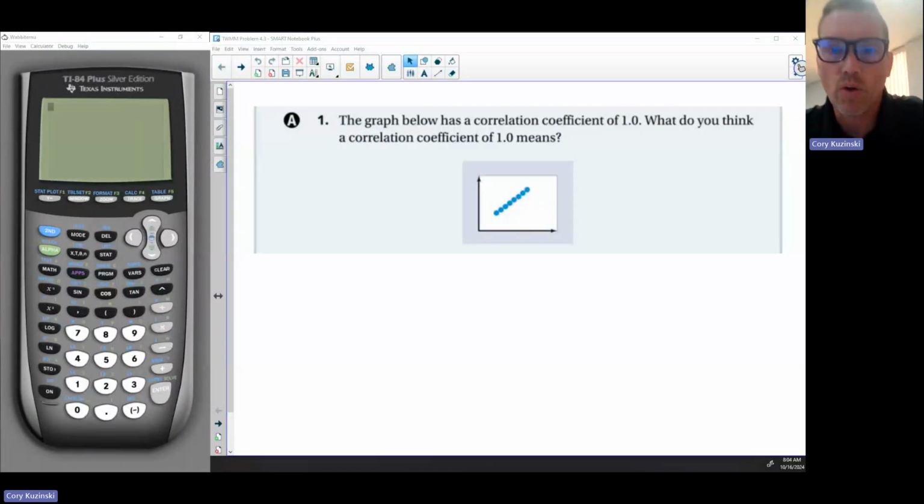Hi, Leo students. Mr. Kaczynski with you again, and we're going to go over thinking with mathematical models, problem 4.3, correlation coefficients and outliers today. All right, so we're going to talk about what those things mean.